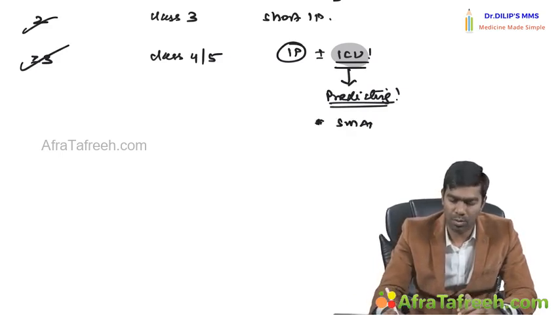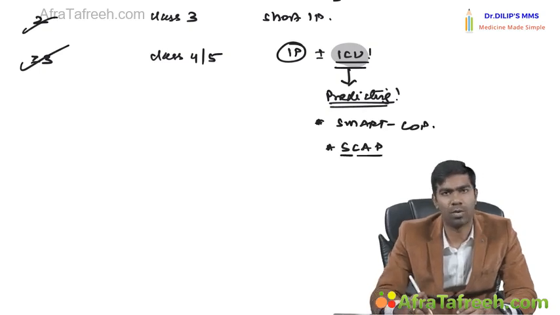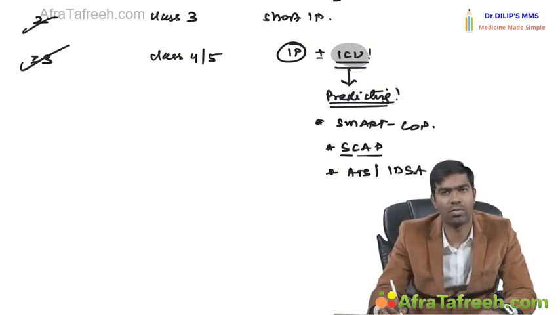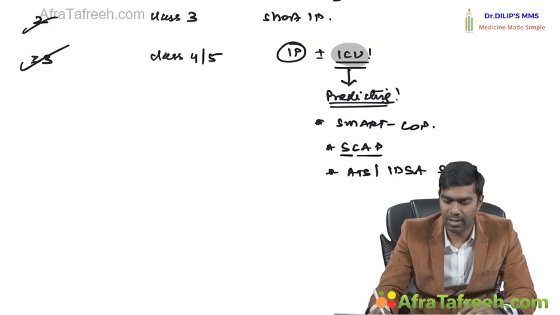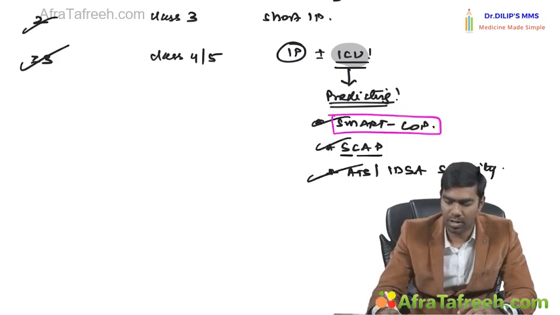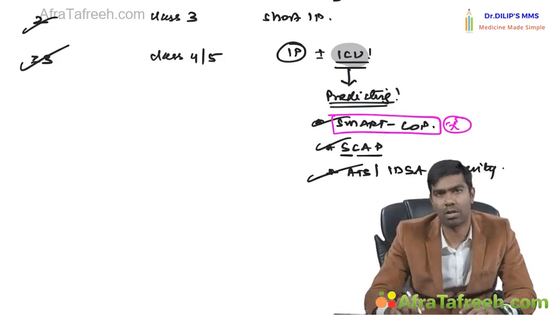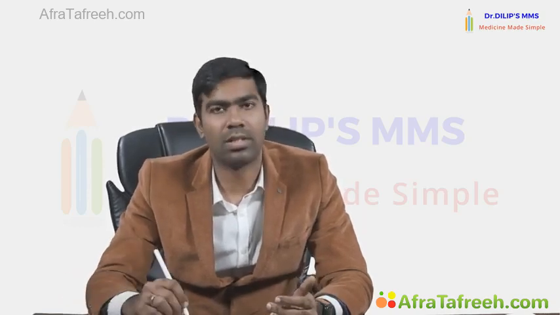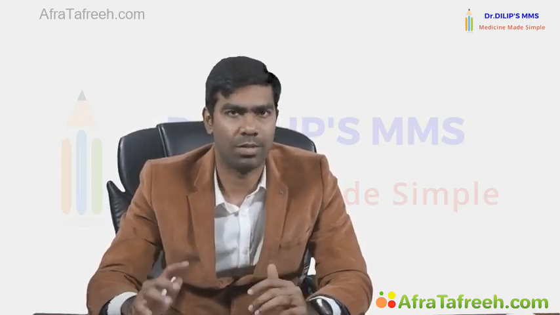scores, like the SMART-COP tool, then the SCAP score, called the severe community-acquired pneumonia score, then the ATS/IDSA severity tool. ATS means American Thoracic Society, IDSA means Infectious Diseases Society of America. So these are the three tools, but I strongly believe SMART-COP could be an exam question. Even though it is an acronym for a lot of features, which I will tell you later if it's really needed, the name SMART-COP can be asked in exams. It's a score that predicts your ICU admission.